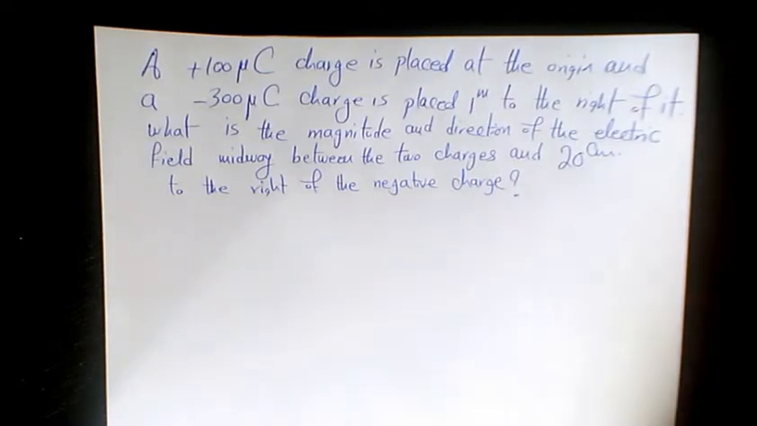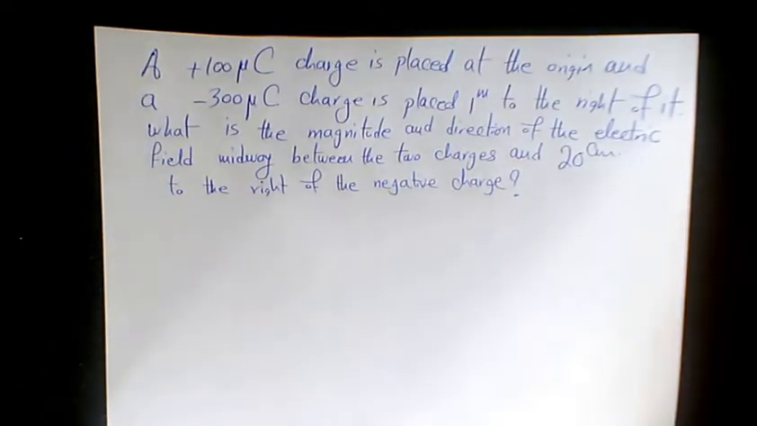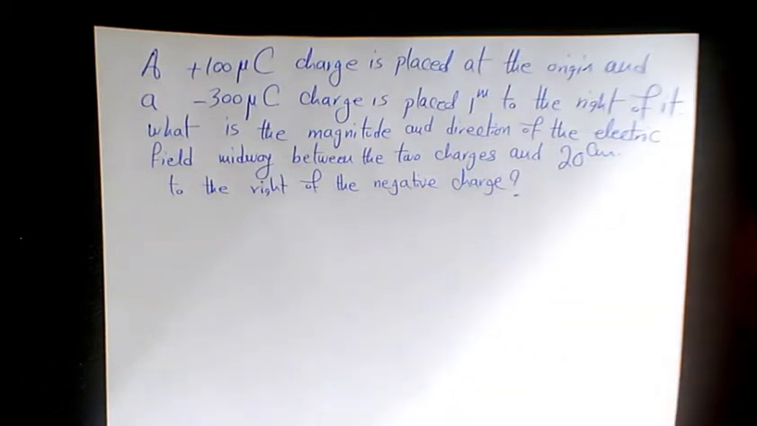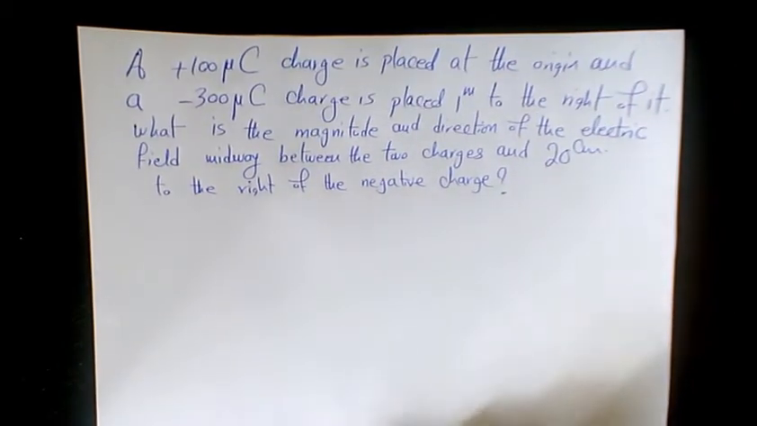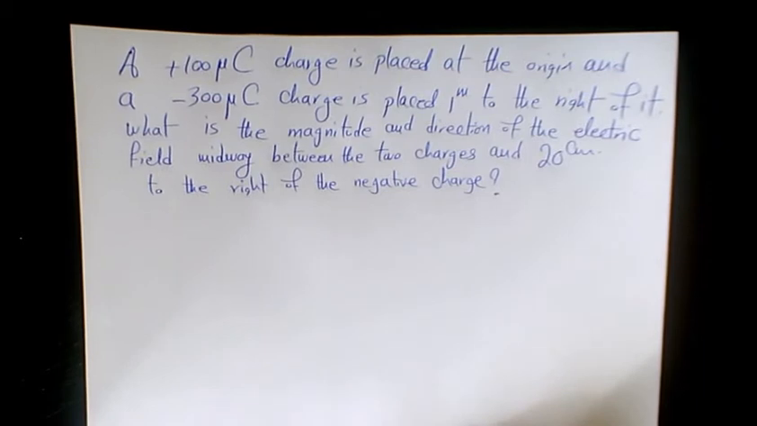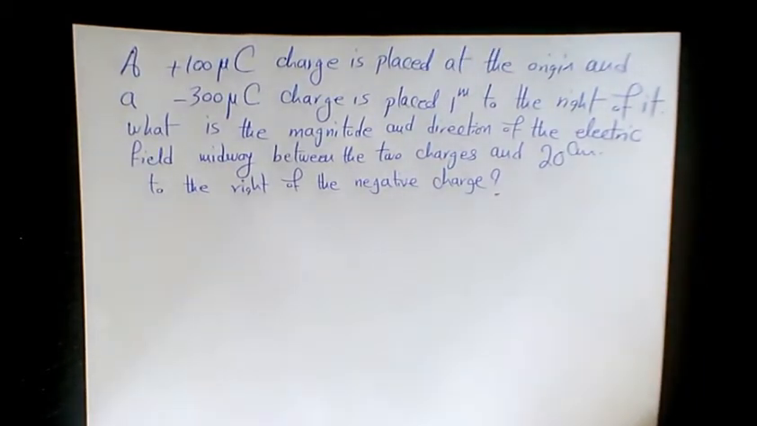A positive 100 microcoulomb charge is placed at the origin and a negative 300 microcoulomb charge is placed 1 meter to the right of it. What is the magnitude and direction of the electric field midway between the two charges? And also, on the second part, what is going to be the direction and magnitude of the electric field 20 centimeter to the right of the negative charge?